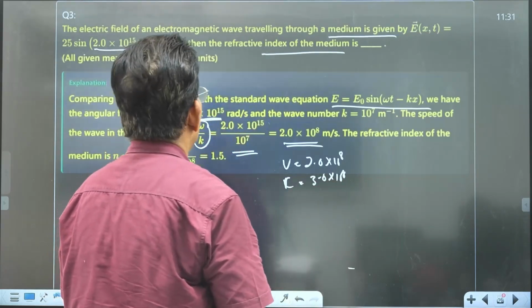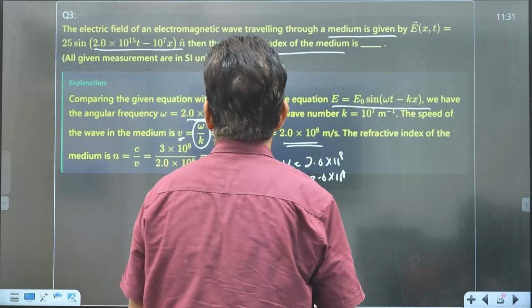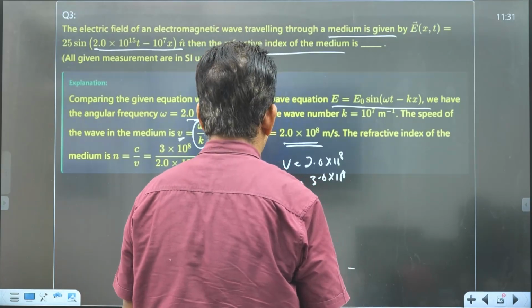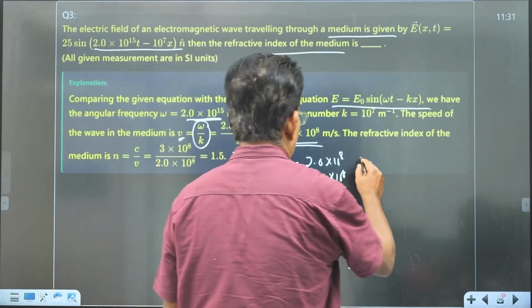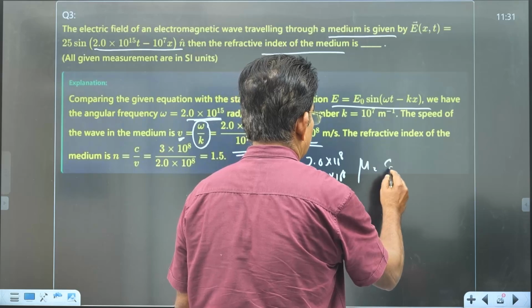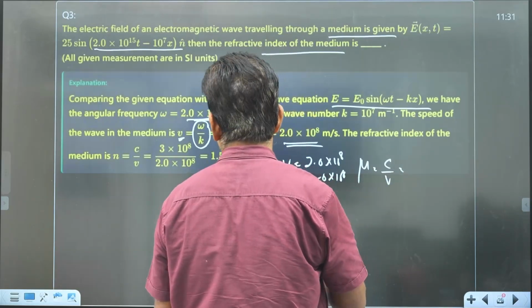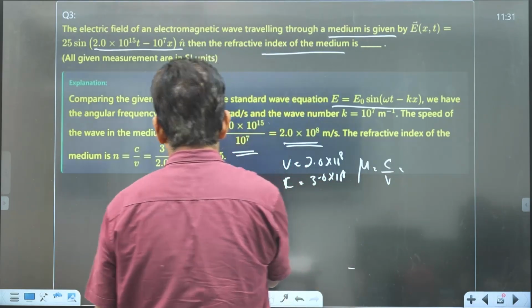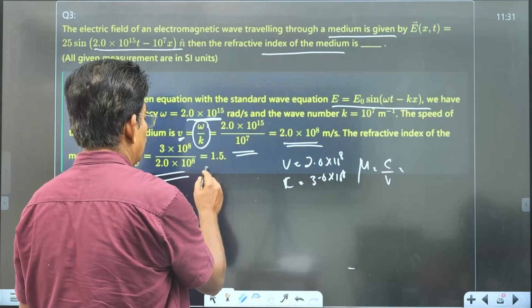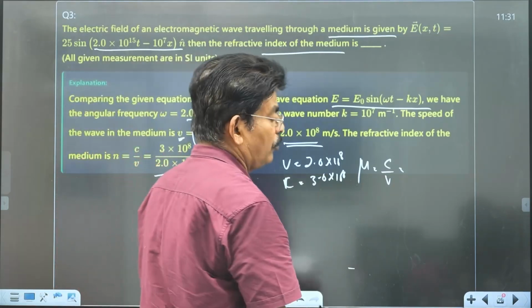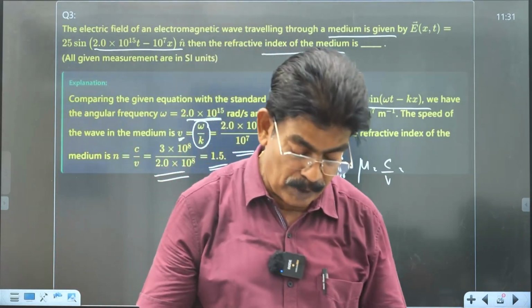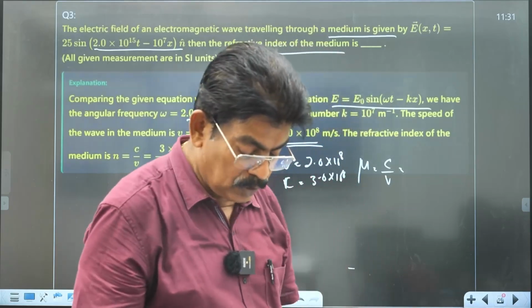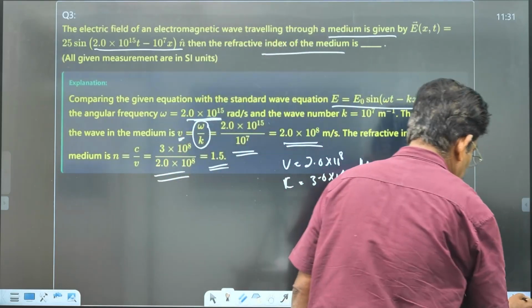Then refractive index is given by velocity in air divided by velocity in medium. That is 3 × 10^8 by 2 × 10^8, which comes to be 1.5. Your answer is 1.5. Answer is option 4 in the question. Now go to the next question.